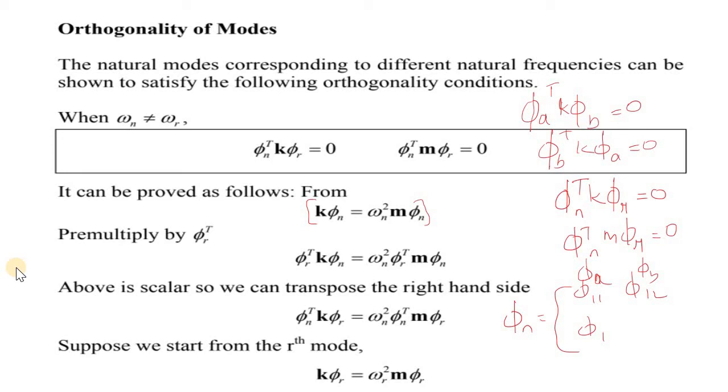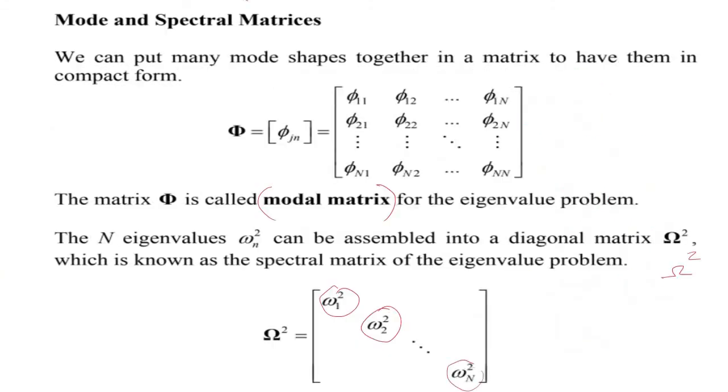Suppose we start from the rth mode. This was my first equation. Now I have got one equation, and I am marking it as 2. Now here I am taking the nth mode. One column of values is known as a mode. To be clear, you can see here: this is phi a, this is phi r, or I can take it as phi a or phi b, like that. It depends.